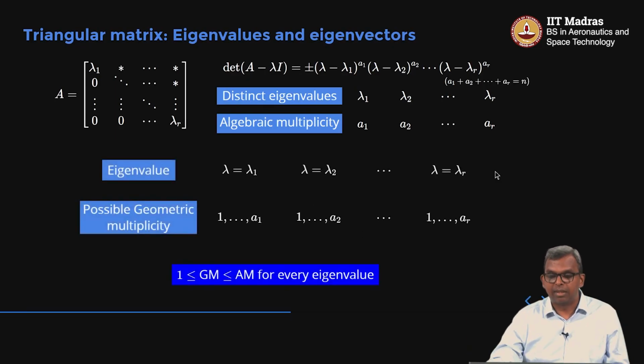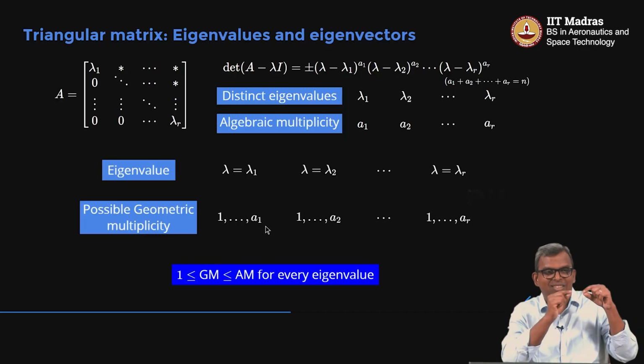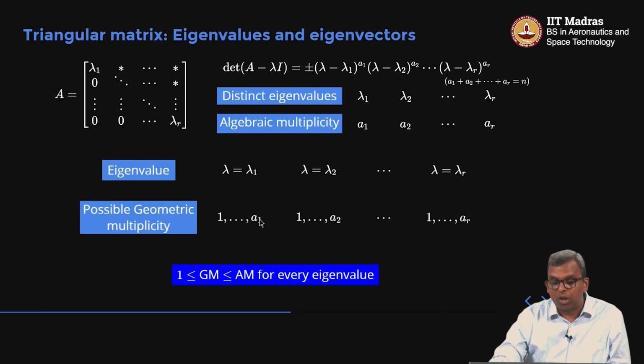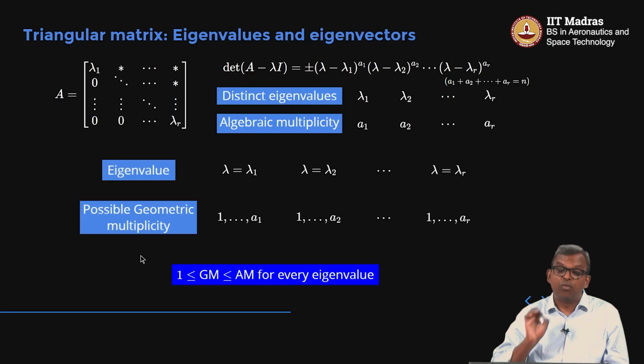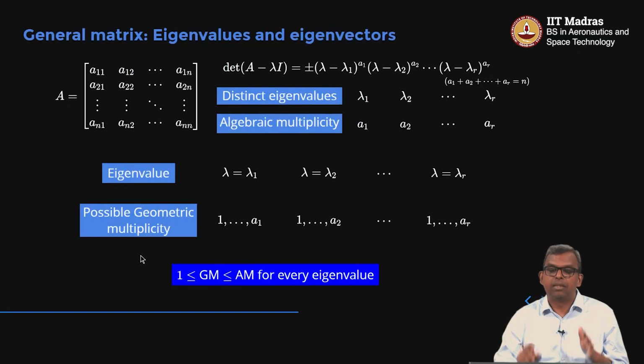So, finally, putting all these things together, for the eigenvalues lambda equals lambda 1 to lambda equals lambda r, the possible geometric multiplicities are 1 to A1, 1 to A2, up to 1 to AR. Okay. So, it cannot exceed A1 for lambda 1, it will be at least 1, but it can take any value between 1 and A1. We saw how to adjust the off diagonal values to give you any of those values, right. So, that is something that you can do. It can be any value from 1 to A1, any value from 1 to A2, of course integer values, and then 1 to AR, and 1 is less than or equal to GM, which is less than or equal to AM, for every eigenvalue. In this particular case, we have proven it. So, in general, this is also true.